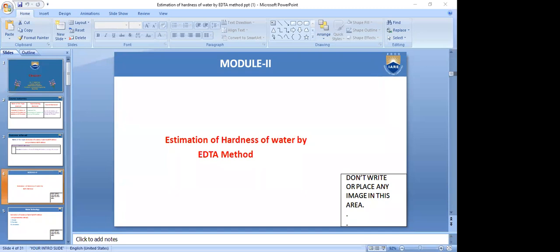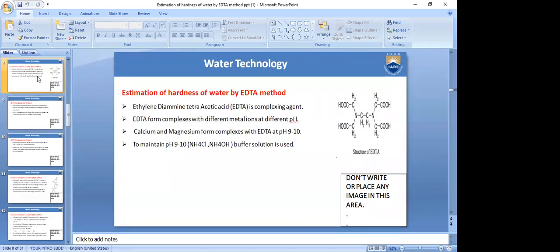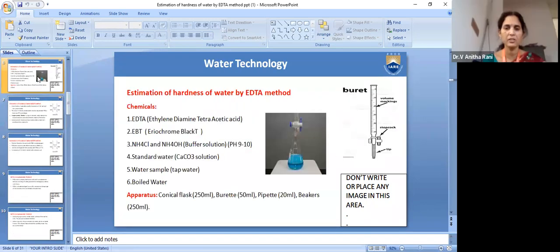Ma'am, the slide is not changing. Change the slide, ma'am. Wait. Now it has changed, ma'am. Some problem is there, I will see to it today.